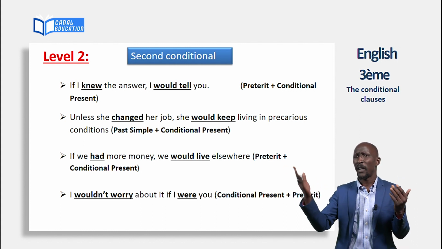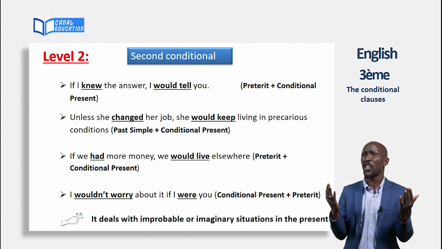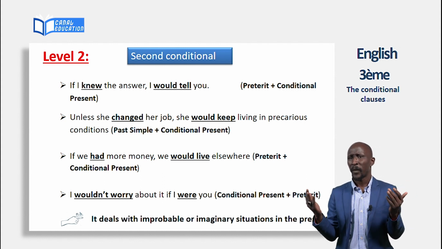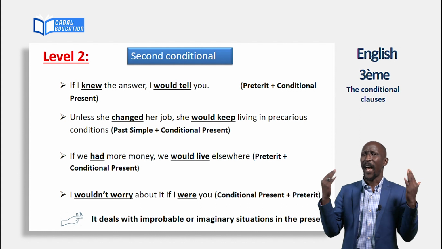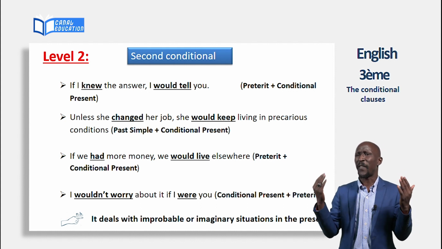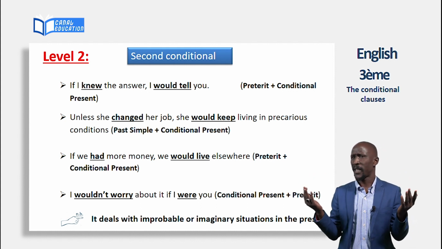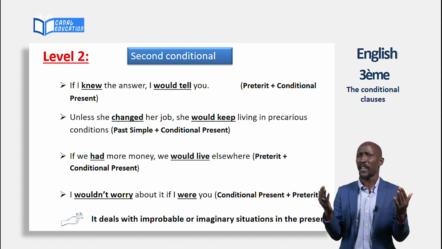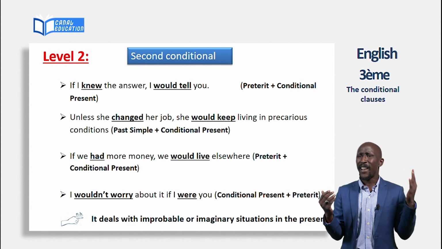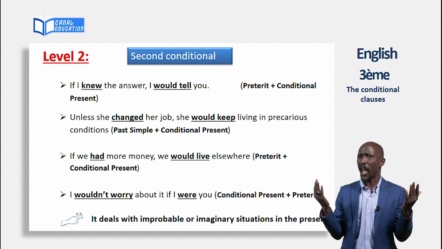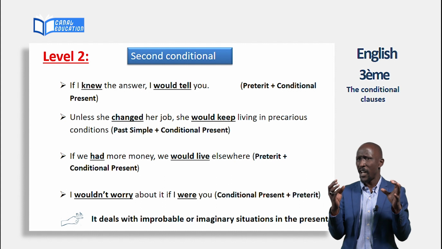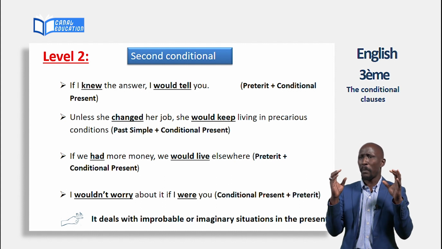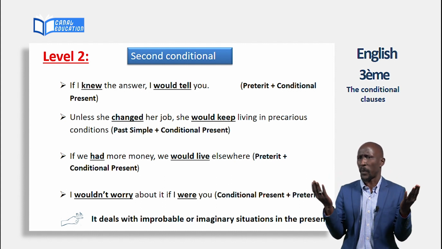And Yusufa, can you give me an example for the second conditional? Yes, sir. I wouldn't have good marks if I didn't work hard. Thank you, Yusufa. And Fatumata, can you add one again for the second conditional? Yes, sir. Unless they came early, they wouldn't have good seats.